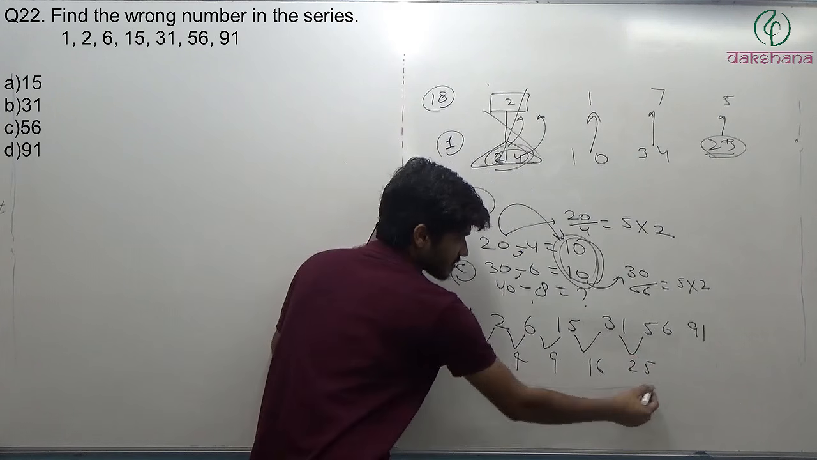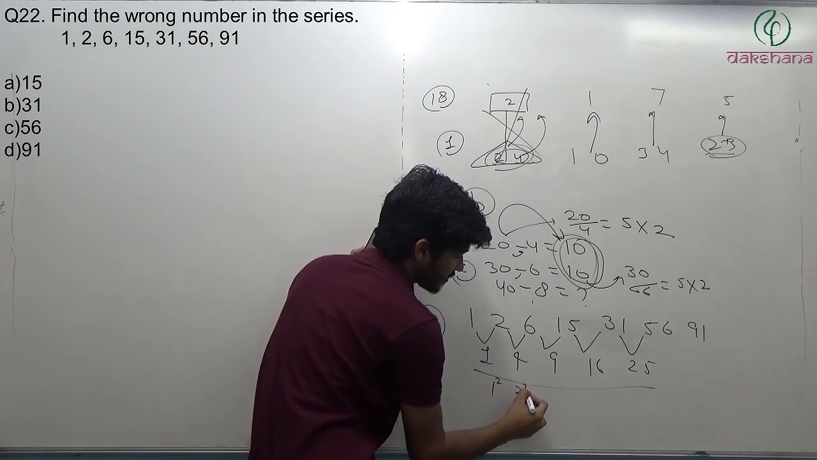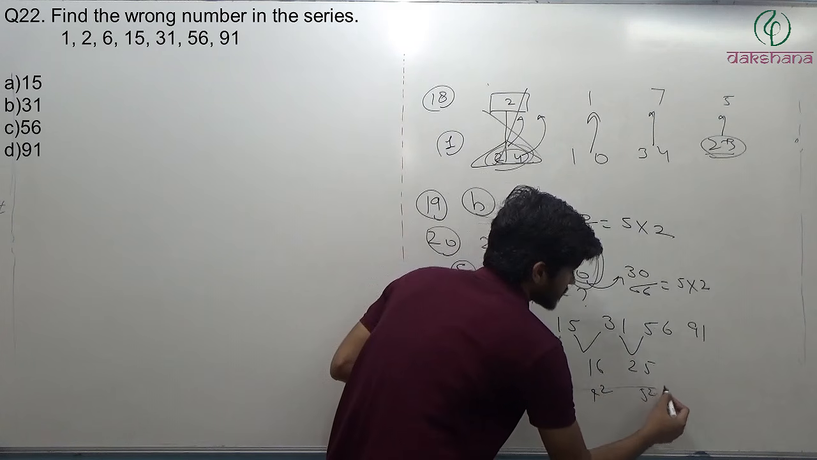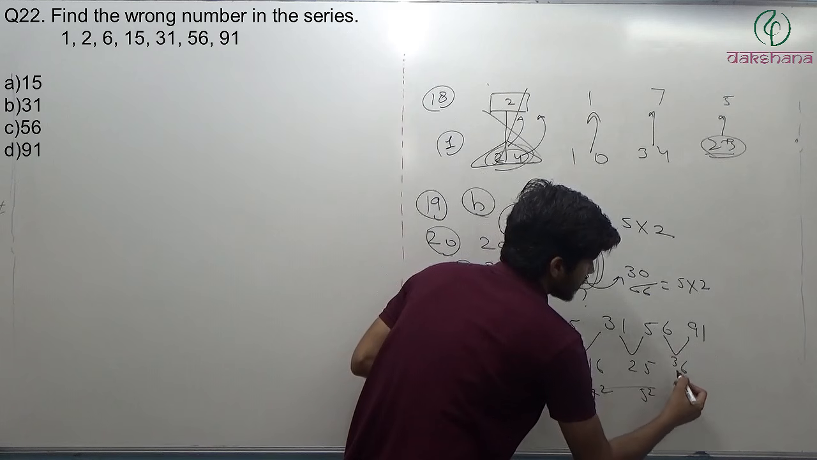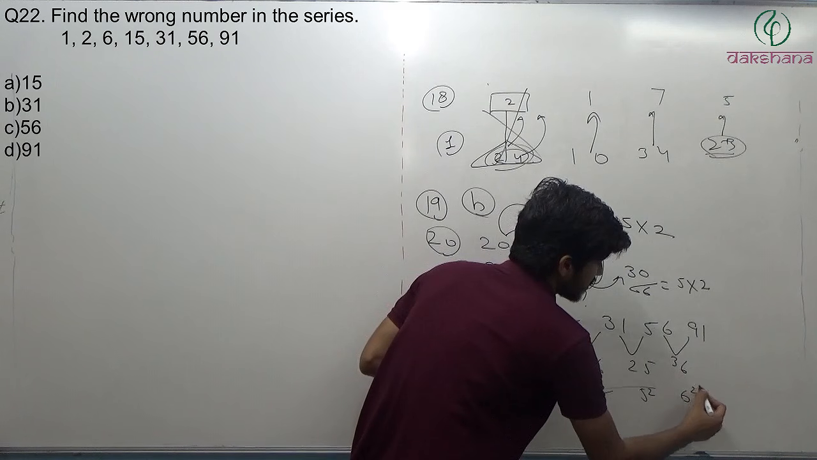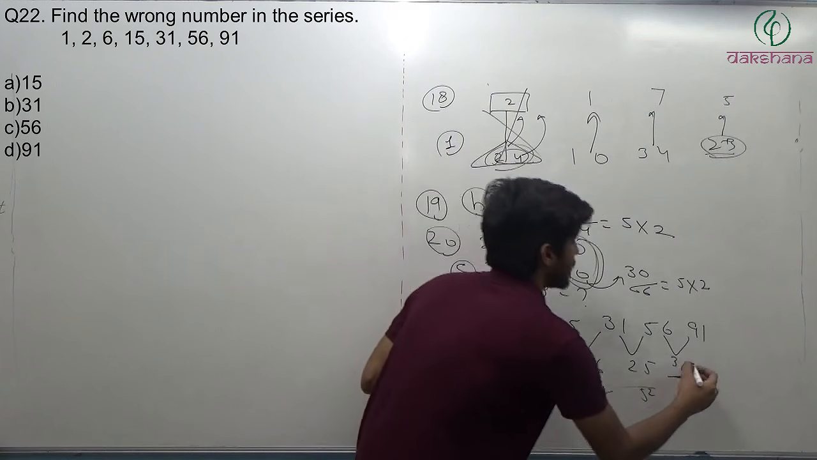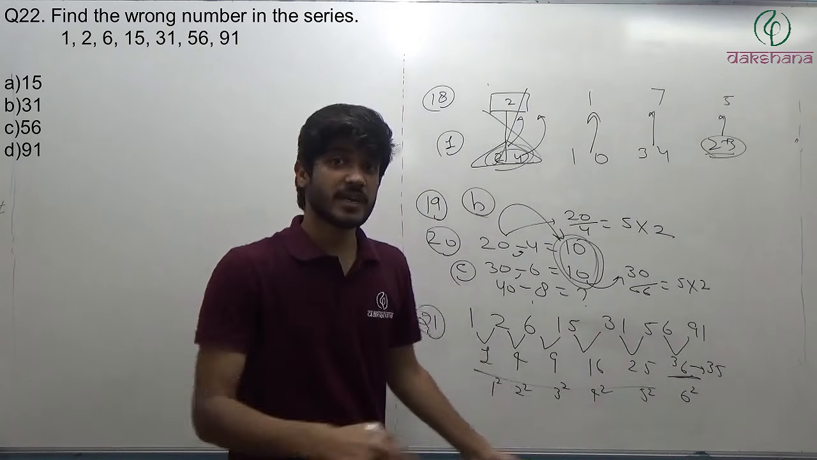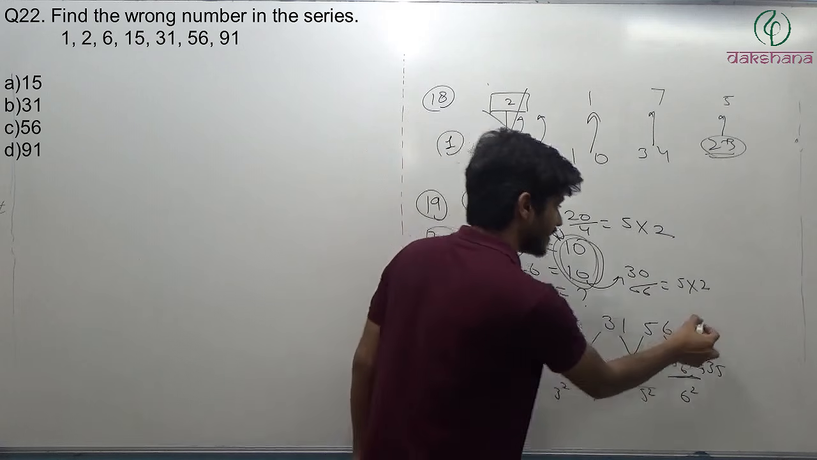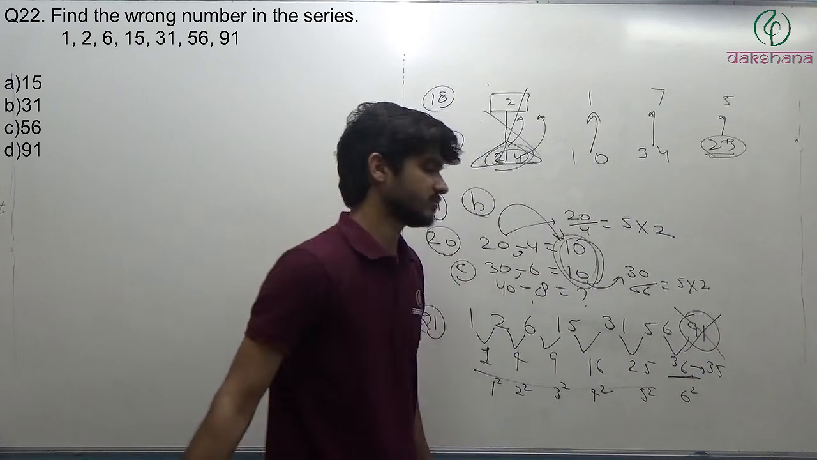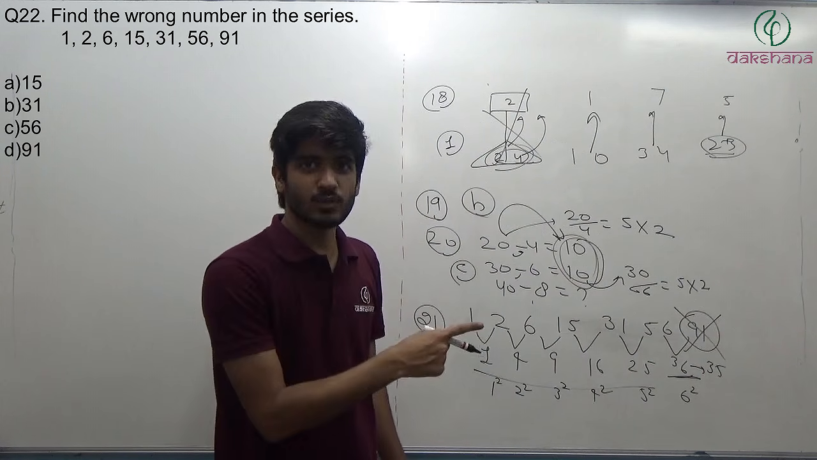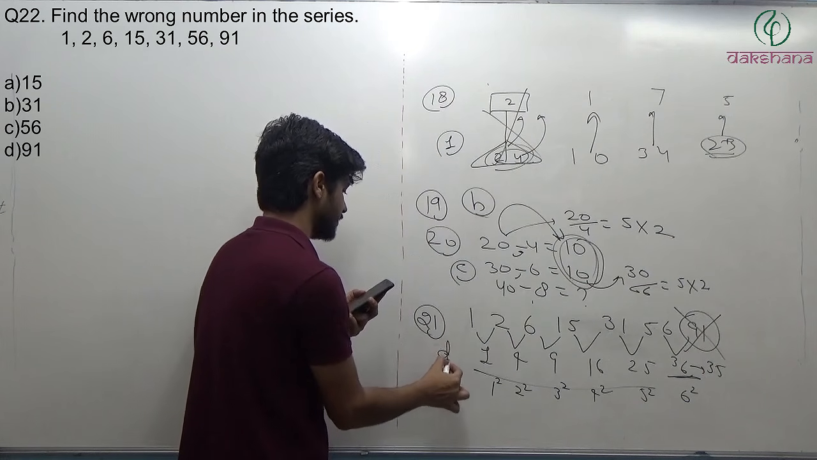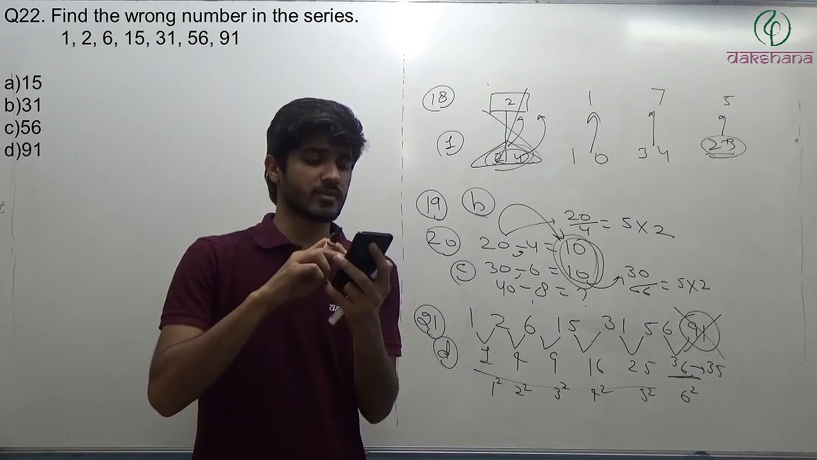Can you see what this is? This is 1 square, 2 square, 3 square, then 4 square, 5 square, and this should be 36. It should be 36, but it's coming out as 35. So which is the wrong number? 91 is wrong. You need 92. So 91 is wrong, option number D.